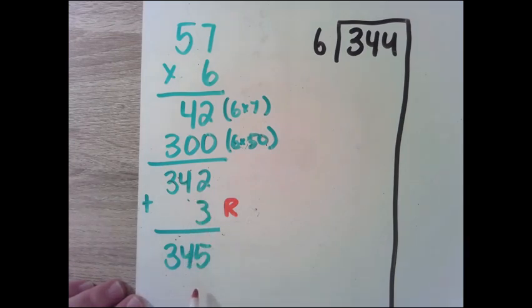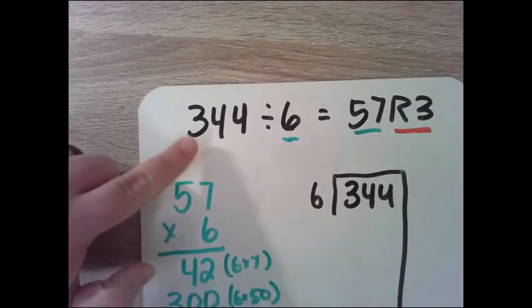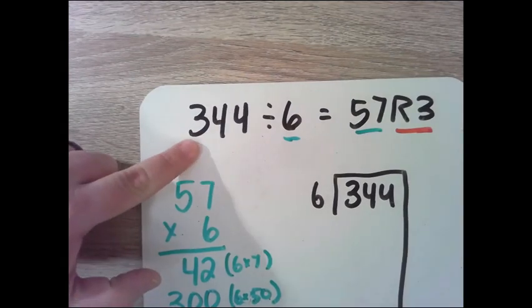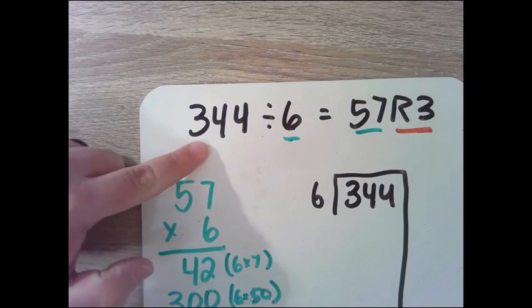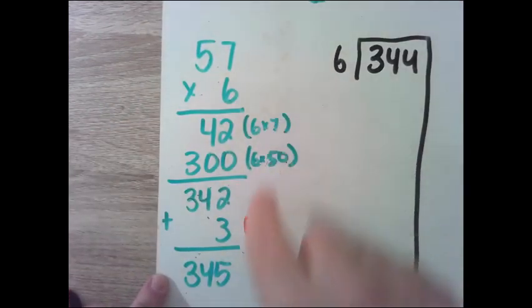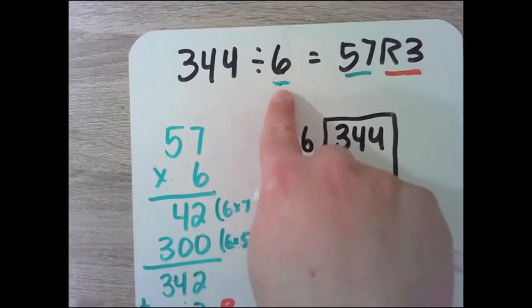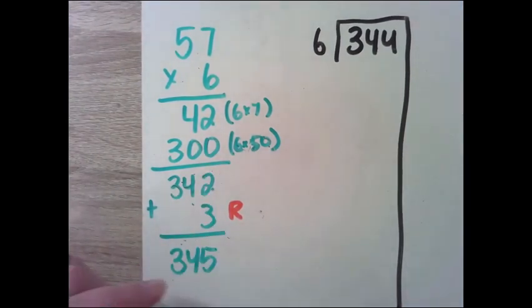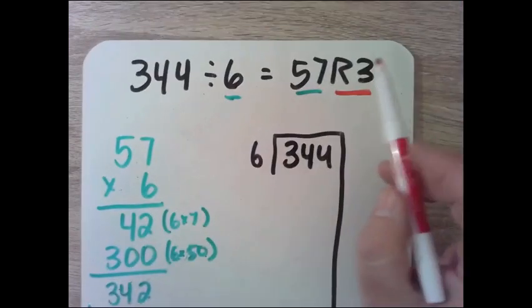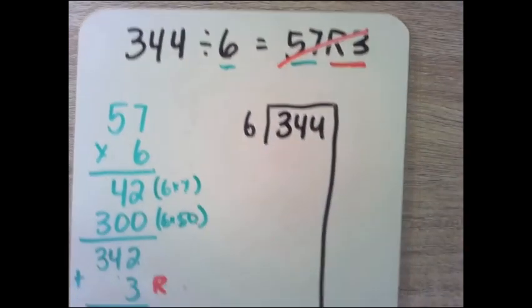That gets us 345. Okay, so that does not match the dividend. We were supposed to get 344. When we multiplied our quotient and our divisor and added our remainder, we got 345. So they don't match, so it's not a right answer. 57 with a remainder of 3 is not correct. So we've got to divide it.